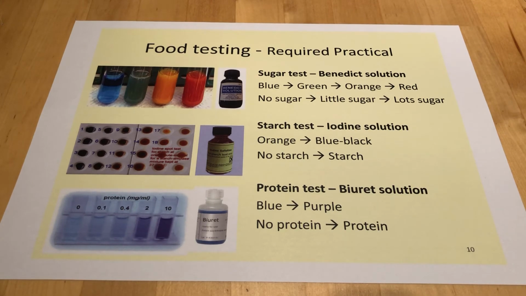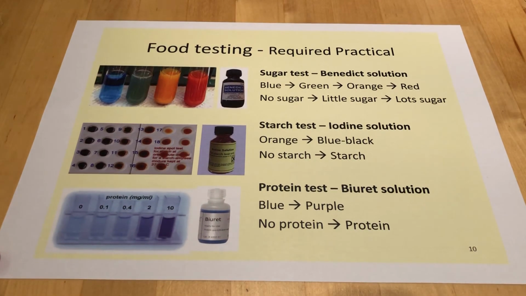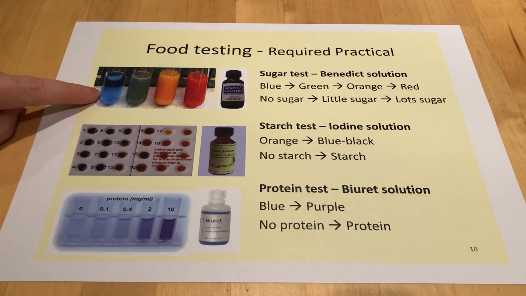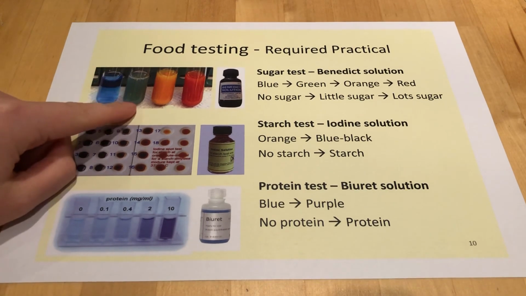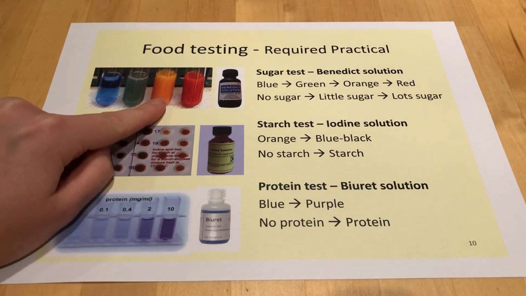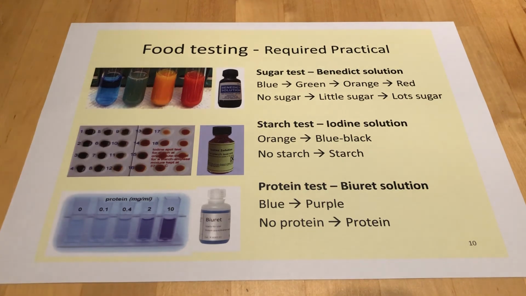So we'll start at the top. We've got the Benedict solution testing for sugar. Now we can't say testing for carbohydrate because both of these are carbohydrates. So we've got to say specifically testing for sugar. And the Benedict solution begins this blue colour, and I remember this like traffic lights, okay? Little bit of sugar present, green, little bit more, we've got the orange, and if there's a lot of sugar present, we get the red.